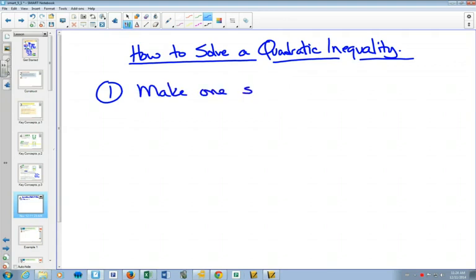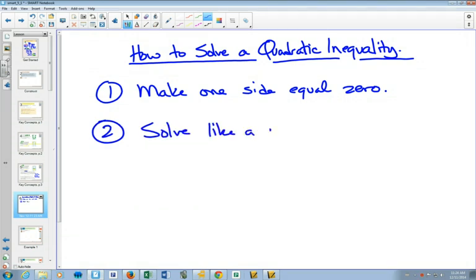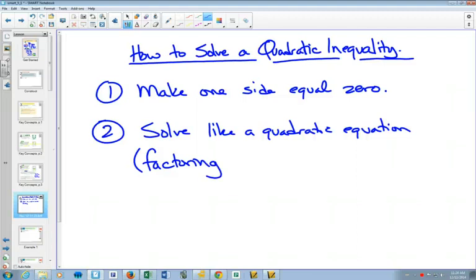We make one side equal to just 0. So we made one side equal to 0. Then you will solve it exactly like a quadratic equation. And I'll put in brackets factoring as a first option, the quadratic formula as a second option. I'm not going to write completing the square.